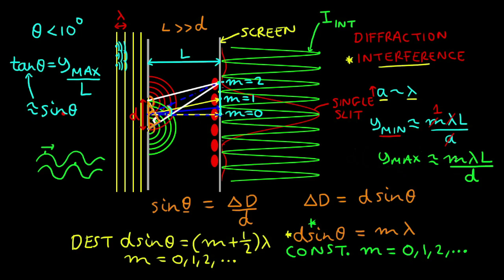As we can see, when m equals 0, the distance to the first bright spot is 0, and when m equals 1, we have the distance to the next bright spot, or next maximum, and so on. So these are our general equations that we'll be using.